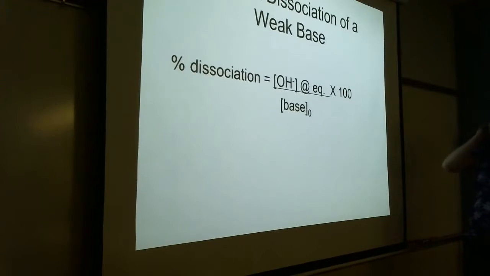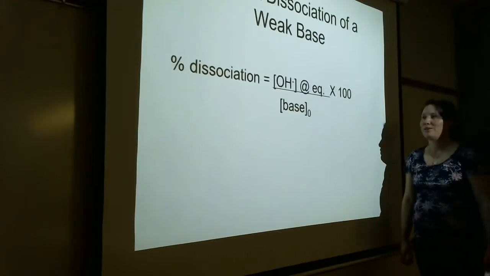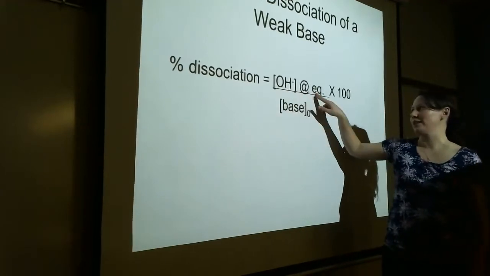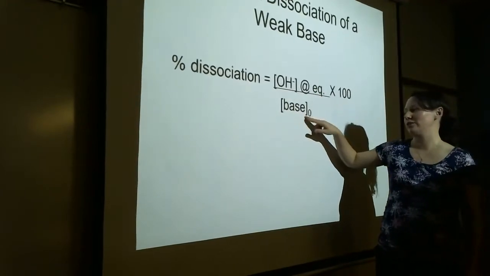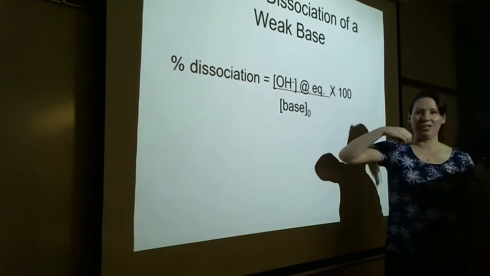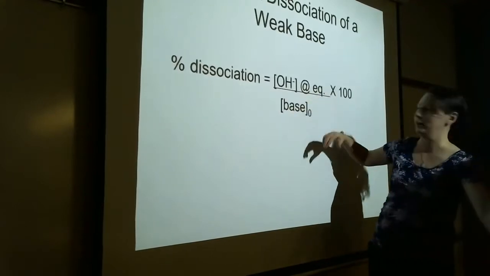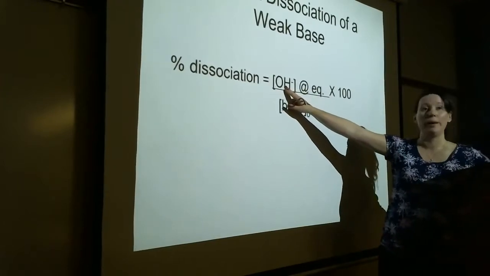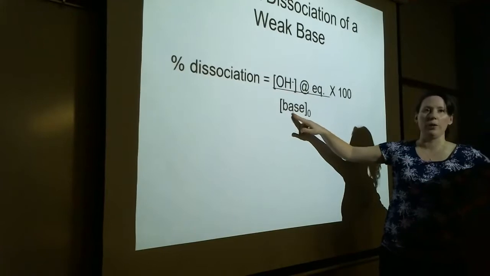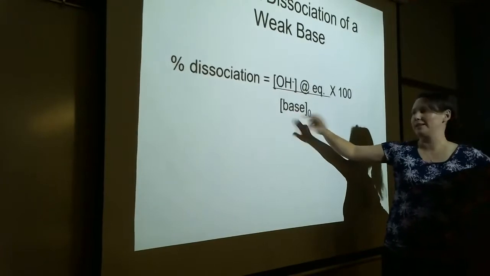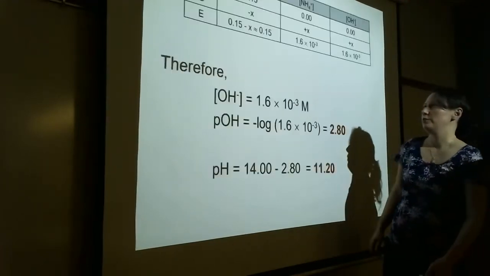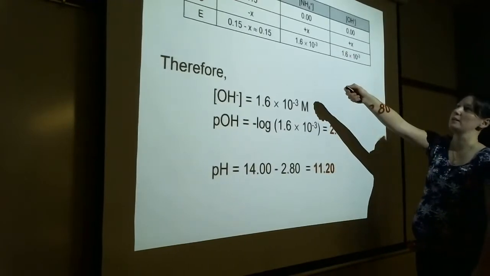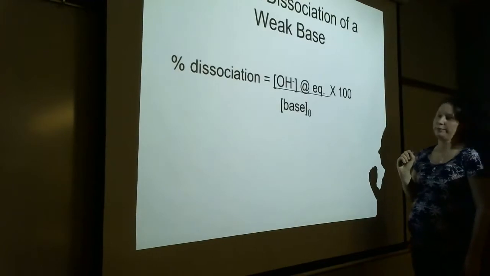Let's do percent dissociation. The way we did percent dissociation for an acid was H3O plus at equilibrium over the initial concentration of the acid. We're just going to substitute in the base analog here. A base doesn't have H3O plus, right? A base has OH minus. And obviously there's no initial acid concentration because it isn't an acid. So in terms of our ice table, it's this value divided by this value times 100.